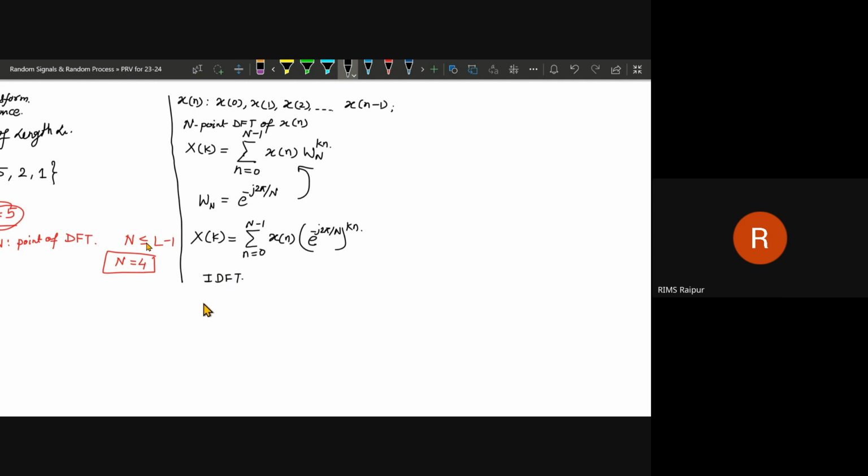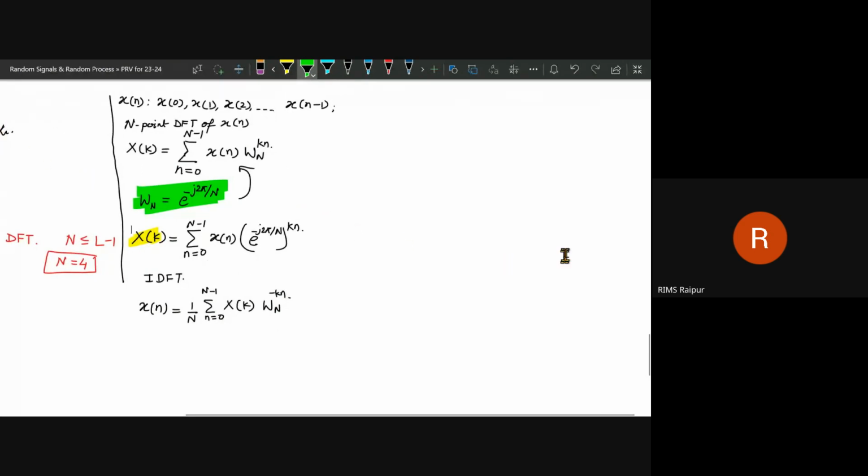So in IDFT, we will find x of n from the sequence x of k. The mathematical expression for that will be x of n is equal to 1 upon n, summation n is equals to 0 to n minus 1, x of k, wn raised to power minus kn. Here also the value of w is same. Here w is nothing but twiddle factor. Now let's understand this with an example, how we can find the DFT of any sequence.